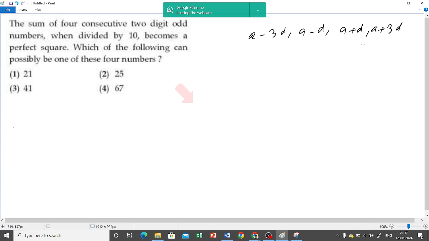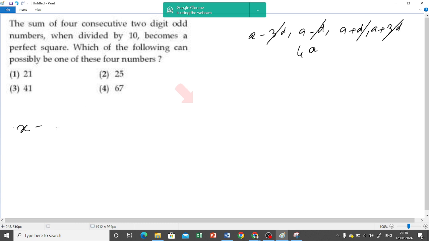They are all in AP. Arithmetic progression has a common difference. Why? Because if I add all of them, you see the D's will get cancelled out. 3D will get cancelled out with 3D, D will get cancelled out with D, and we'll get 4A.